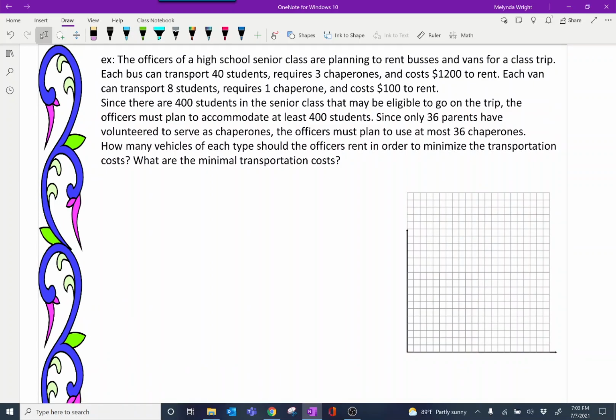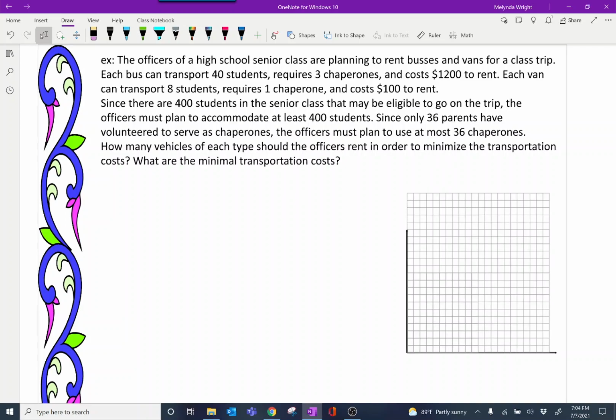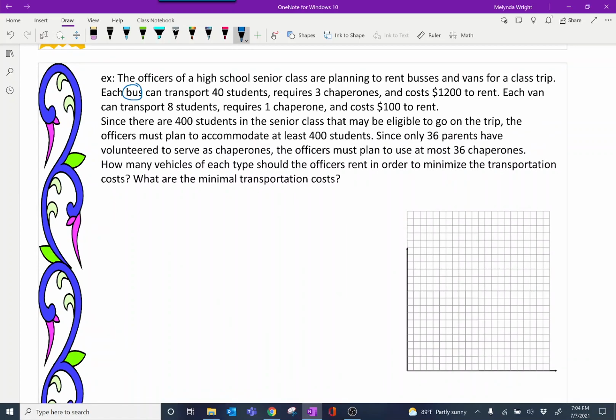Okay, so the officers of a high school senior class are planning to rent buses and vans for a class trip. Each bus can transport 40 students, requires 3 chaperones, and costs $1,200 to rent. Each van can transport 8 students, requires 1 chaperone, and costs $100 to rent. Look at what they're talking about. Everything they are referring to either has to do with the bus or with the van. So our first step is to assign variables.